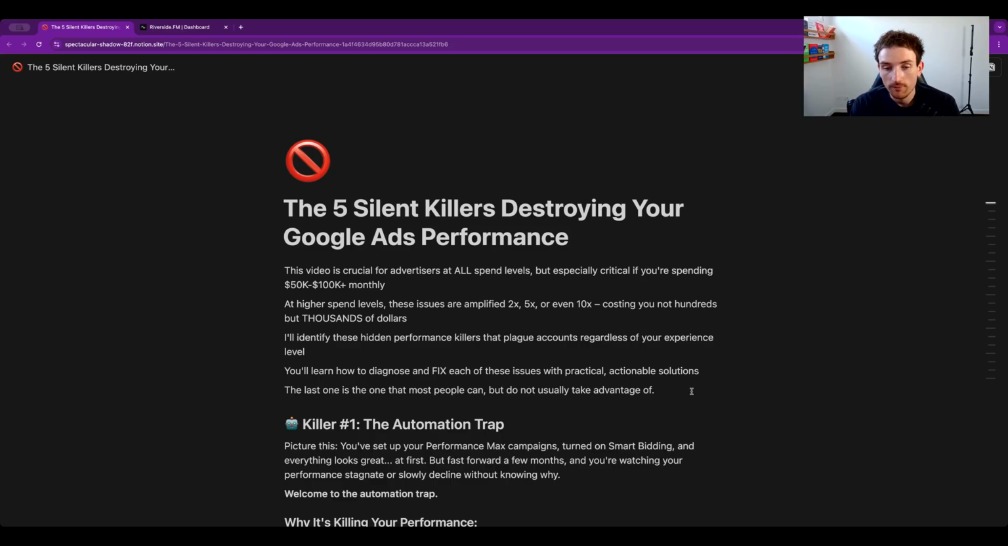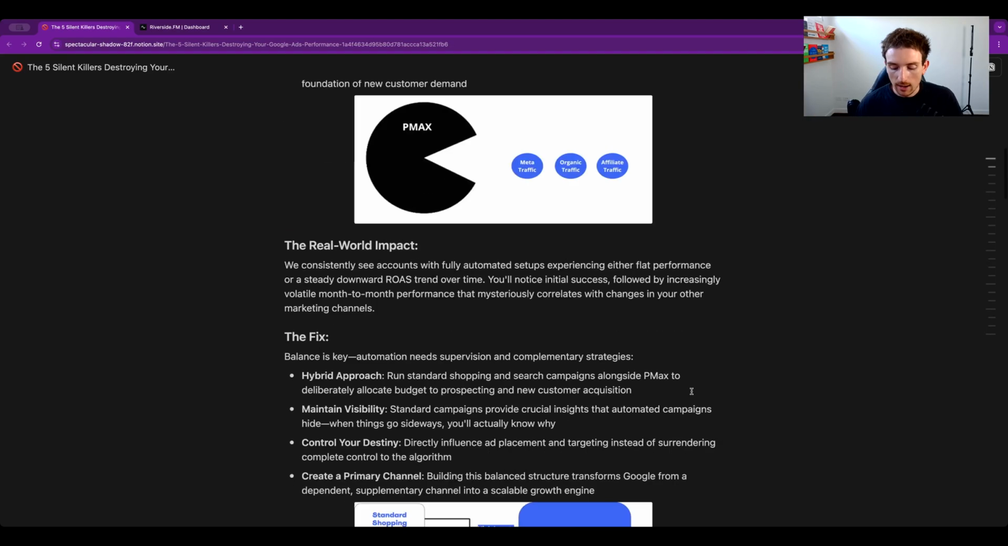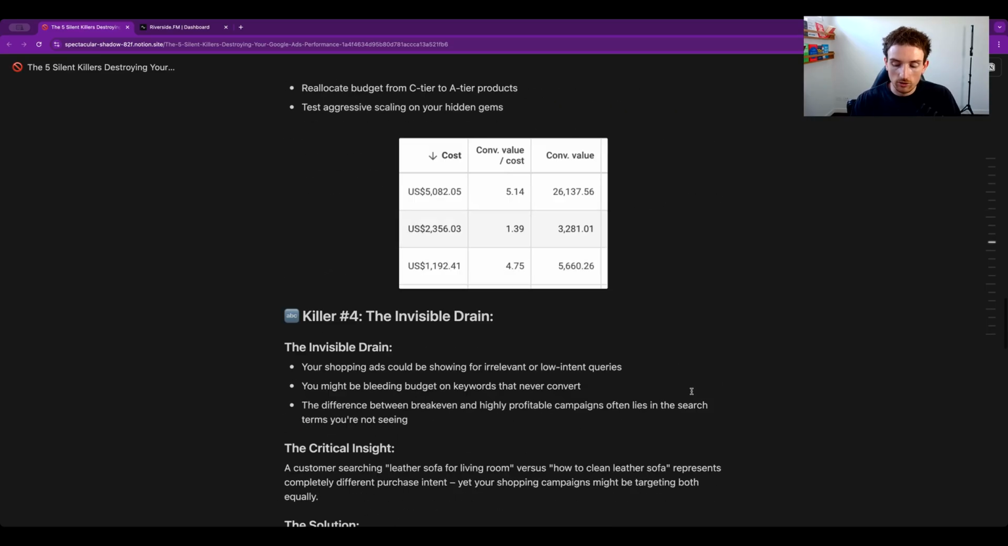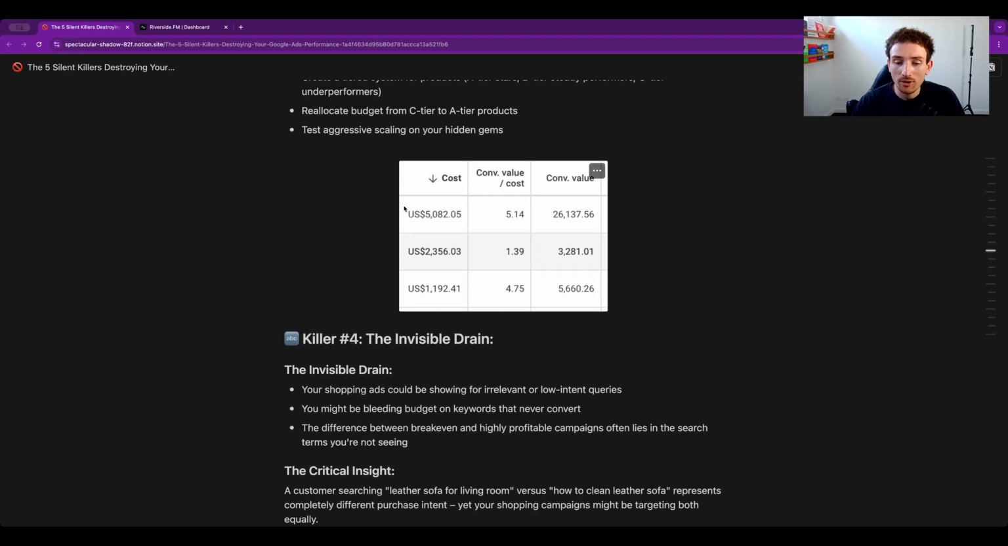Now, the majority of people will have these issues inside their account. As I said, at higher spend levels, these issues will be amplified by 2x, 5x, 10x. By identifying and diagnosing some of these issues, you will be able to cut wasted ad spend, but you'll also be able to identify your winners and scale them as far as possible.